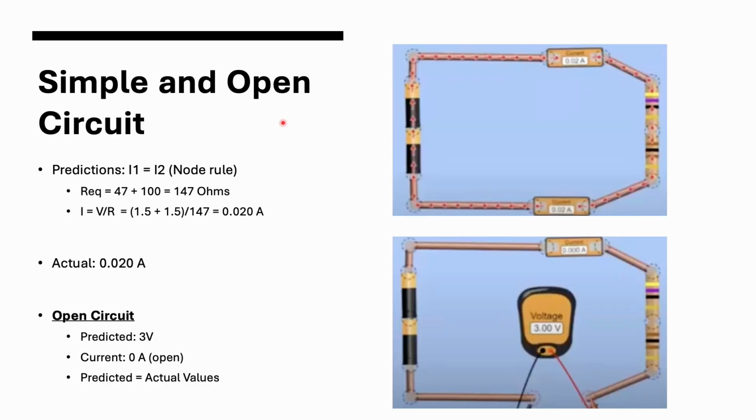Now, here I show a simple and open circuit. We can see that the predictions I made were I1 equals I2. So 47 plus 100 equals 147 ohms, which is what was in this simple circuit. The actual was 0.020 amperes. And then in this open circuit, the predicted was 3 volts, as you can see here, but the current was 0 since it's open, and the predicted was actual values.